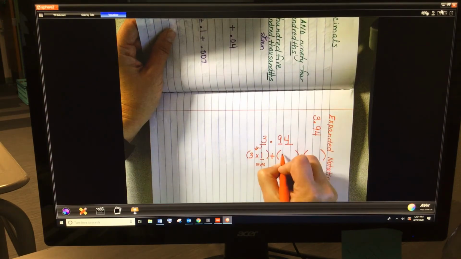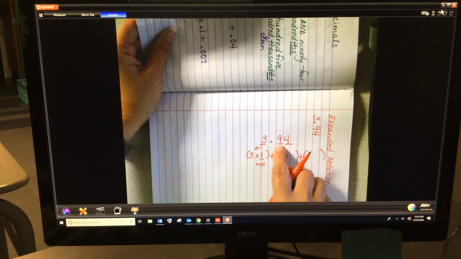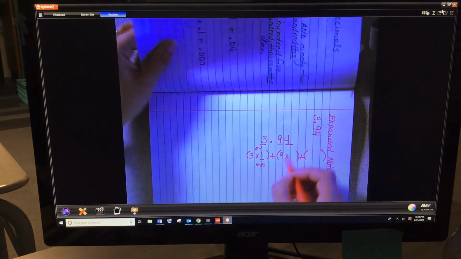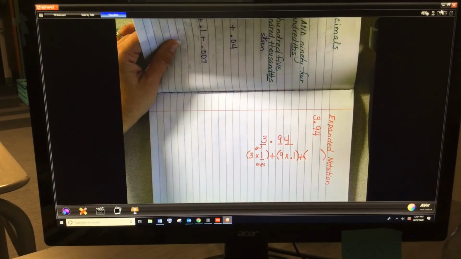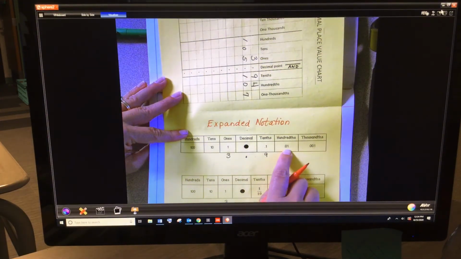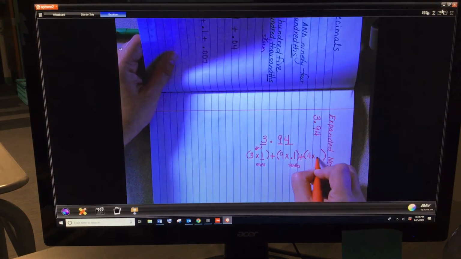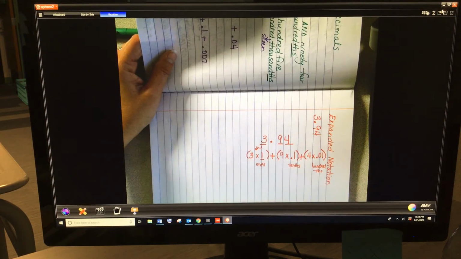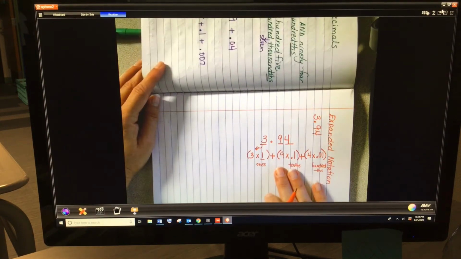Okay, we're going to fill in 9 now. 9 times what? Well, what place value is the 9 in? The 9 is in the what? Tenths. So we have 9 times 1/10. Because again, this is the tenths place value. Now we're going to bring down our 4 times something. 4 times what? Well, what place value is that in? 4 times what? 100. Because it is in the hundredths place. So this is expanded notation with decimals.